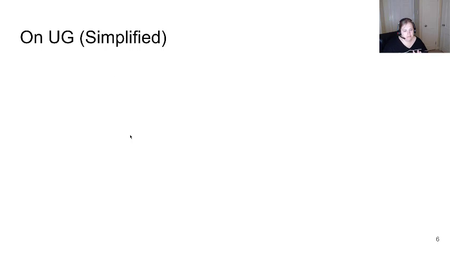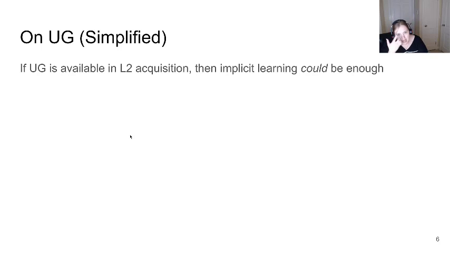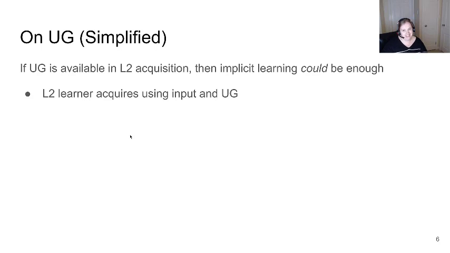Now the UG, the simplified version of the story is this. If UG is available in second language acquisition, as some of us would say, right, implicit learning could be enough because it works in child acquisition, right? So a learner would use input and UG and go through their options, and they would potentially reset their parameters and acquire lexica and so on and so forth. Lexical items, I guess, not lexica. Lexica is multiple lexicons, but anyway, lexical items.